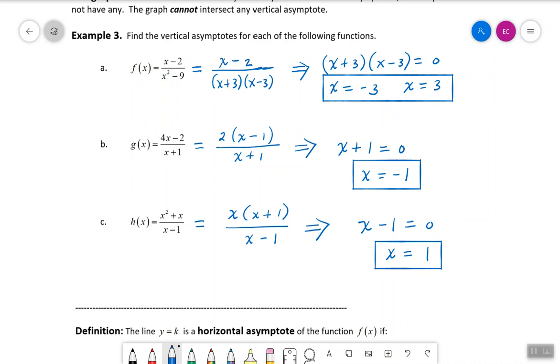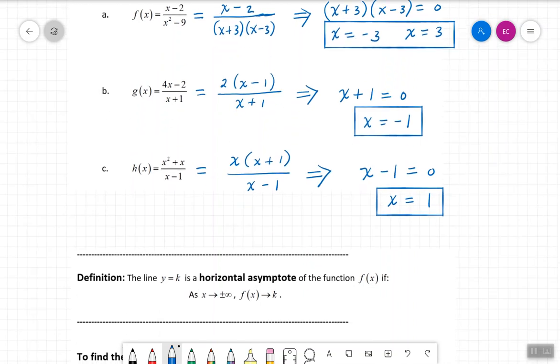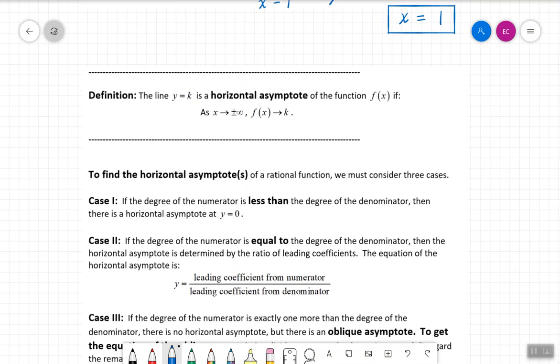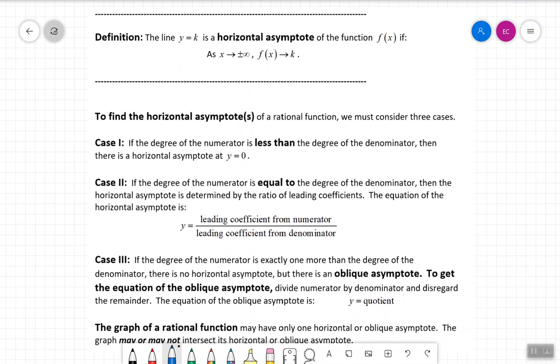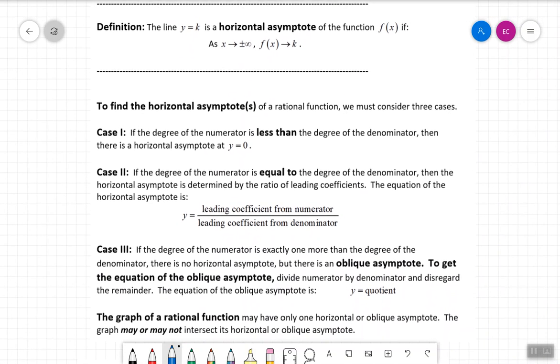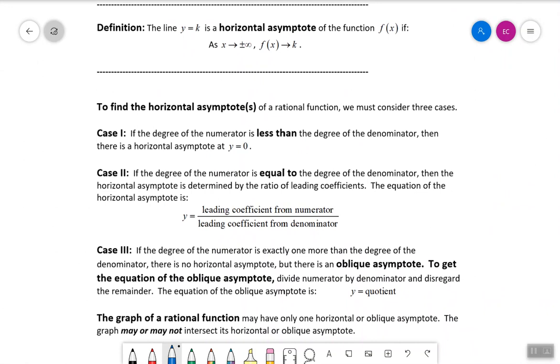Okay, so we found vertical asymptotes for these functions. Let's go ahead and find horizontal asymptotes for the same functions. So here is a definition of a horizontal asymptote that you've seen before. And then if you want to find horizontal asymptotes, there are 3 cases to consider. You might pause the video and read through it yourself. I'll try to summarize the main points as we work through the examples.